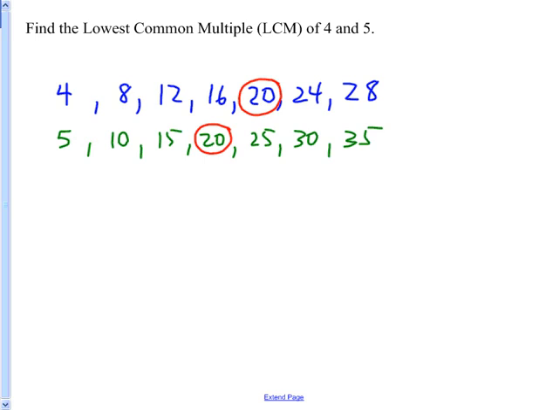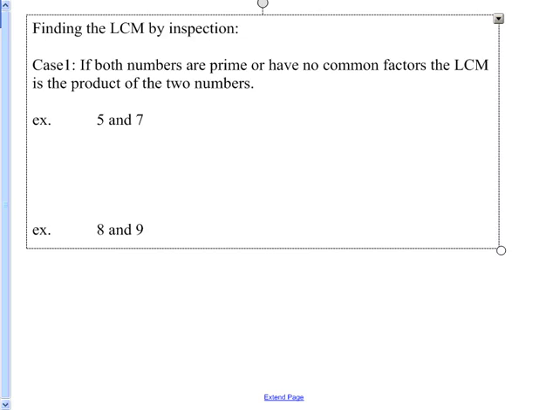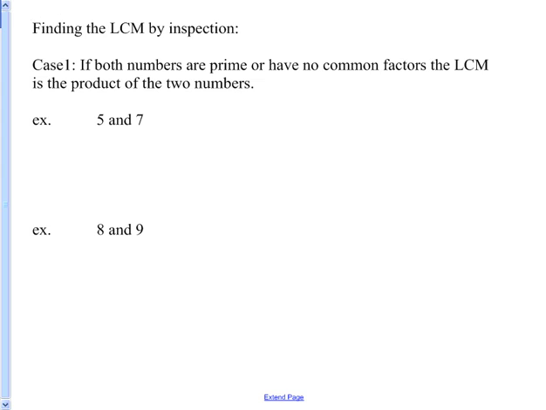So if we look at some other situations, we see that often we can find the lowest common multiple just by looking at the two numbers. And there's two different cases here to consider. In the first case, if both numbers are prime, then the lowest common multiple is the product of the two of them. So if we look at the numbers 5 and 7, both numbers are prime. So it turns out the lowest common multiple will be equal to 5 times 7, which would be 35.